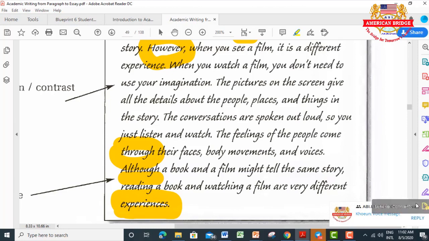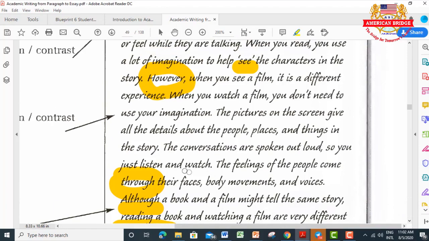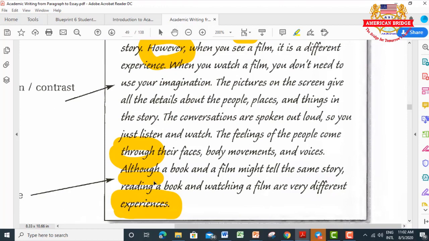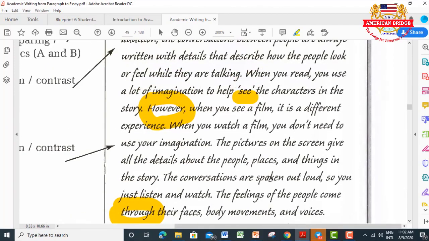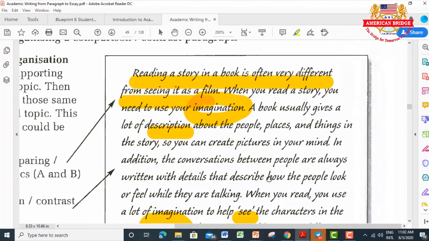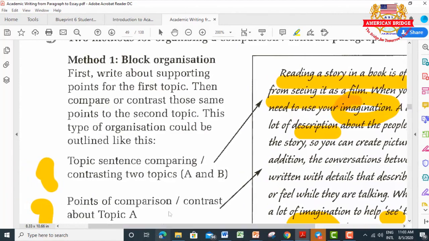So when you see this type of paragraph, they use the word like "however" to show the contrast between the book and the film, and to add more ideas, they have used the words like "in addition." They can also use another word to compare, like "although," to compare a book and a film. So I think you have learned from this paragraph because it gives you very clear detail. So you can go back to see how you construct this one.